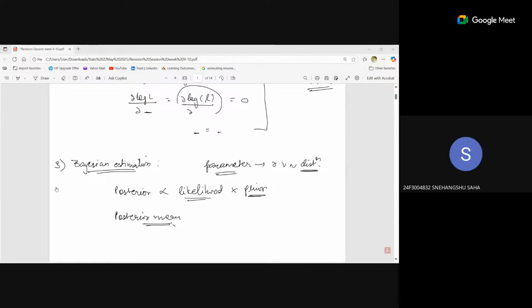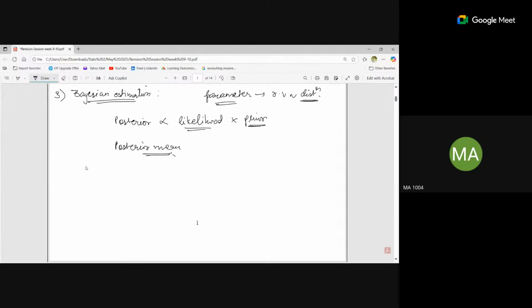Ma'am, when do we calculate the posterior mode? Posterior mode, when we have a discrete thing, like if my parameter is following some discrete distribution, then we use the posterior mode. But ma'am, in one of the lectures, sir has written it for continuous too. Okay, we can find the posterior mode for the continuous as well, but it will be difficult for us to calculate. So that's why mostly there are two methods.